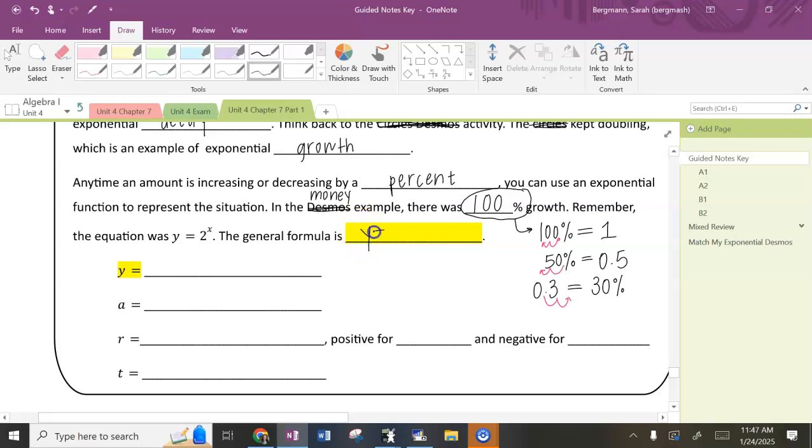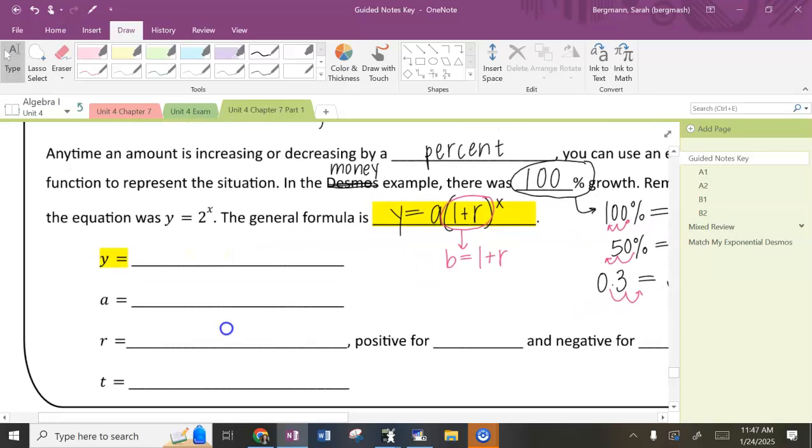Here's why. The formula is y equals a times (1 plus r) to the power of x. All we're changing is the base, which is equal to 1 plus the rate. The base is always equal to 1 plus the rate. So if you had a rate of 1 or 100%, 1 plus 1 is how you get a base of 2. Otherwise, the formula is staying the same: y equals a b to the power of x.